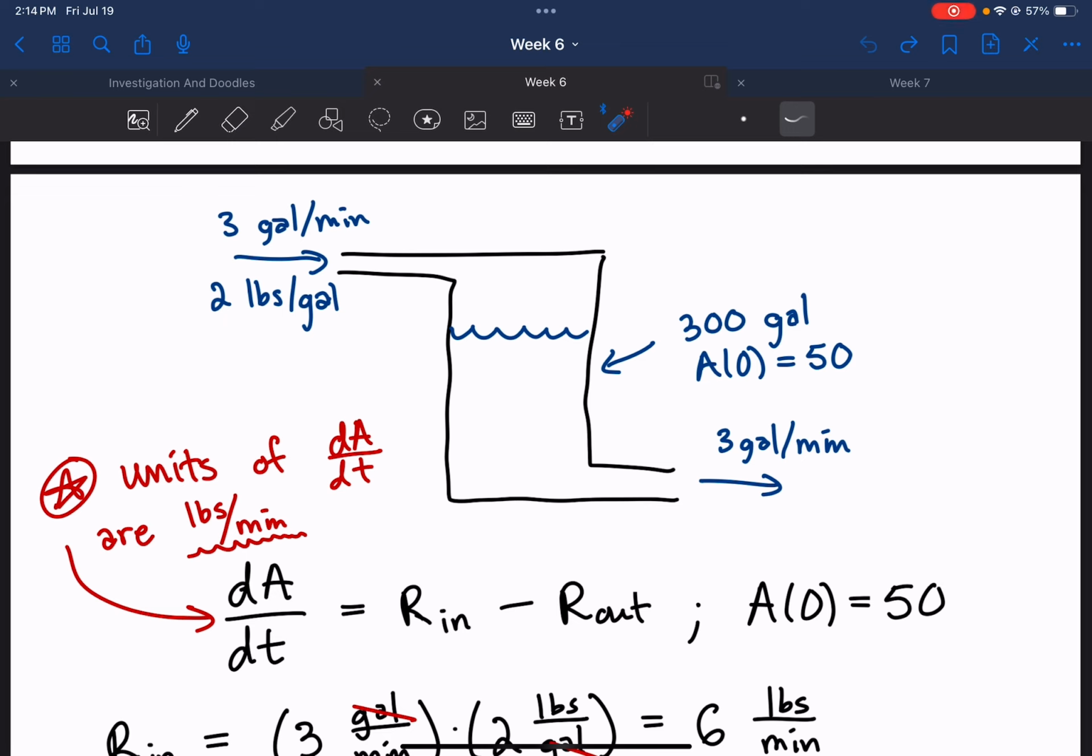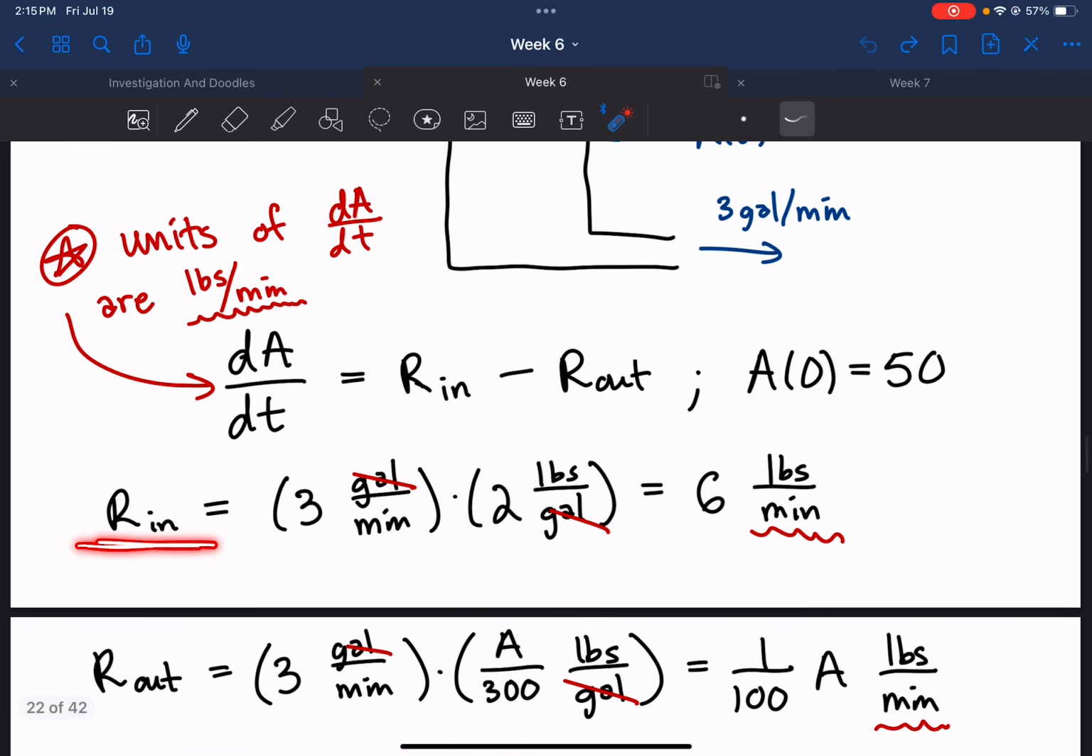Well, if I know that they're pumping in 3 gallons per minute and it's 2 pounds per gallon, the question is, how can I multiply or divide these two numbers to get pounds per minute? It's pretty easy to see. Pounds per minute is equal to pounds per gallon times gallons per minute. So in order to get my rate in, I just multiply 3 gallons per minute times 2 pounds per gallon. The gallon units cancel, and I'm left with pounds per minute.